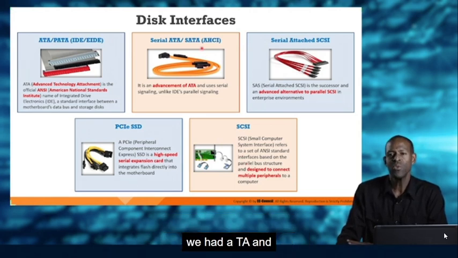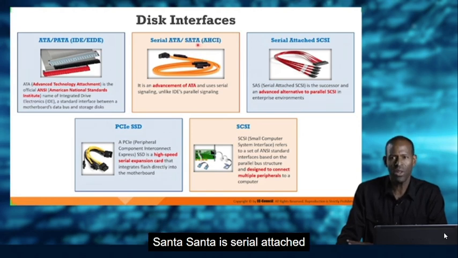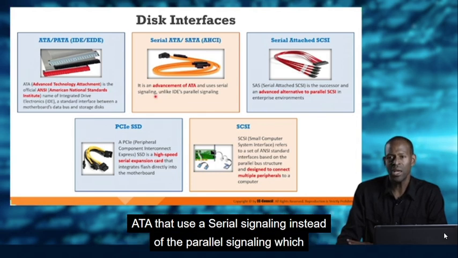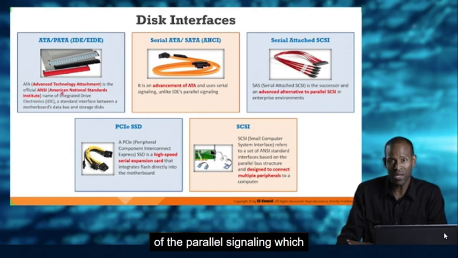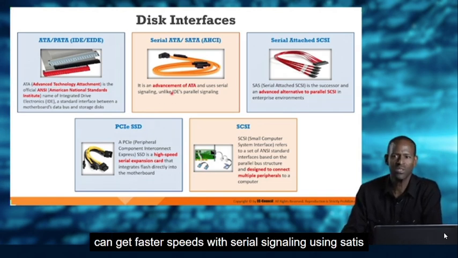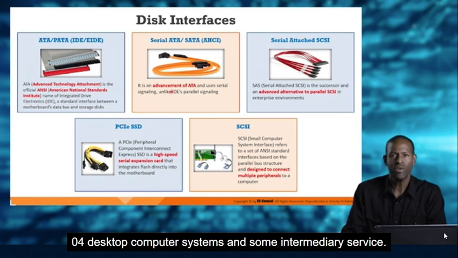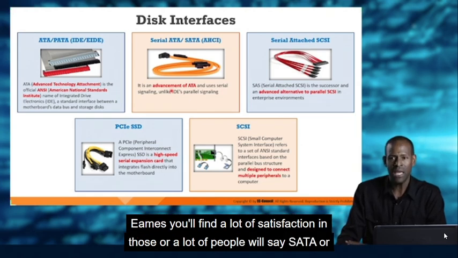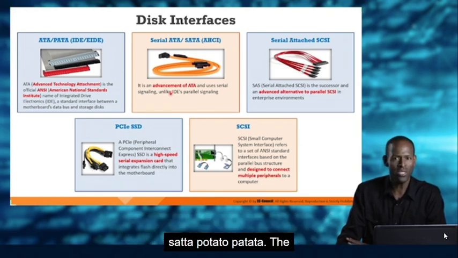Well, next we had ATA and SATA. SATA is an advanced ATA that uses serial signaling instead of the parallel signaling, which seemed to be a lot better in the beginning, but we can get faster speeds with serial signaling using SATA. So for desktop computer systems and some intermediary server systems, you'll find a lot of SATA in those, or a lot of people will say SATA or SATA, patata.